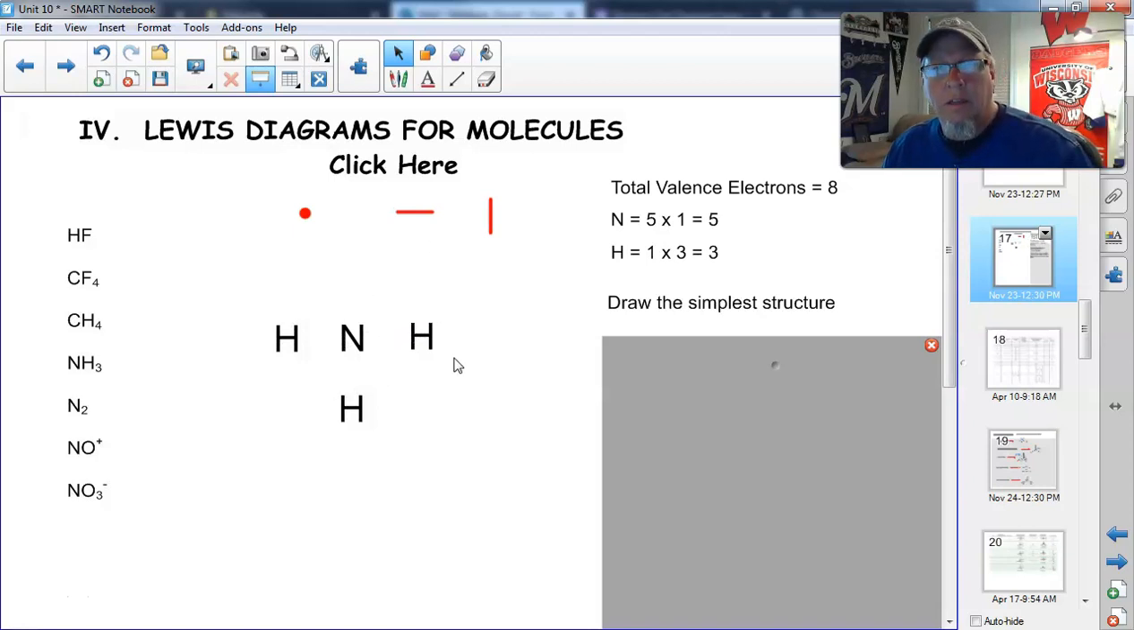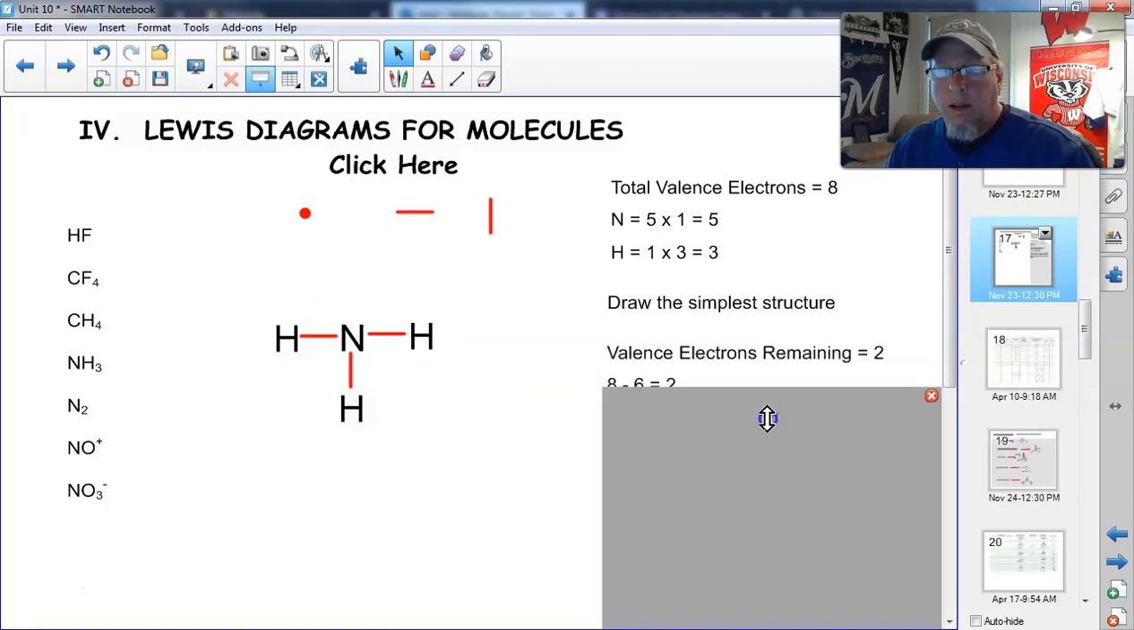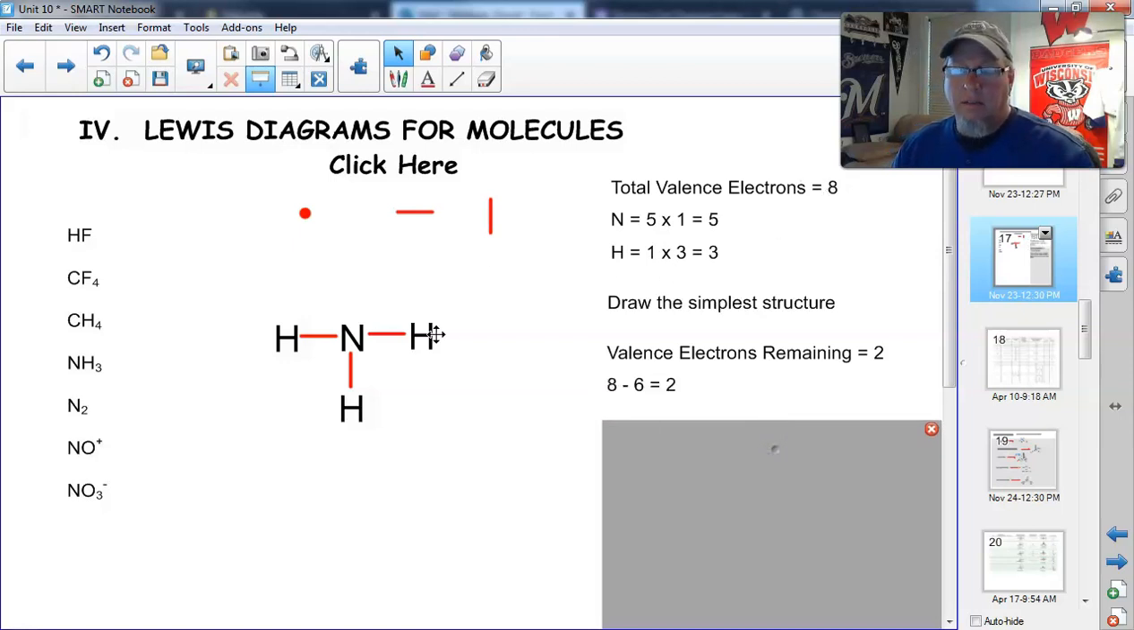That's it. So once I have that simple structure, I'm going to put some bonds in, and this is what I get for some bonds. There we go. I have 2 valence electrons remaining. How did I get 2? Because I started with 8. 2, 4, 6 bonds were created. Well, 3 bonds. Each bond has 2 electrons in it, so 6 electrons were used. 8 minus 6 is 2.